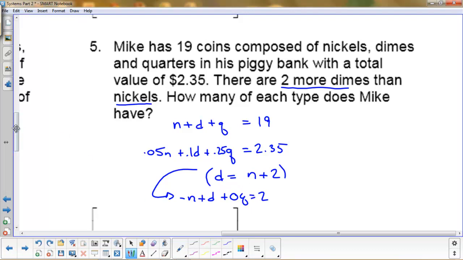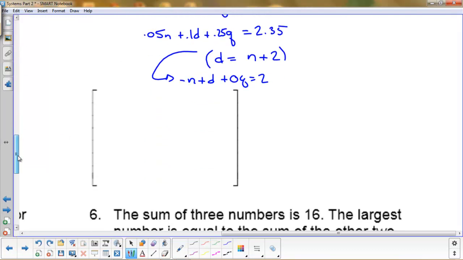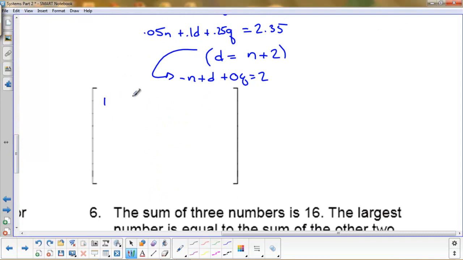And my augmented matrix is going to be 1, 1, 1, 19, 0.05, 0.1, 0.25, $2.35, and then this one is negative 1, 1, 0, and 2. Using reduced row echelon format in your calculator, determine the number of nickels, dimes, and quarters that there are in this particular problem.